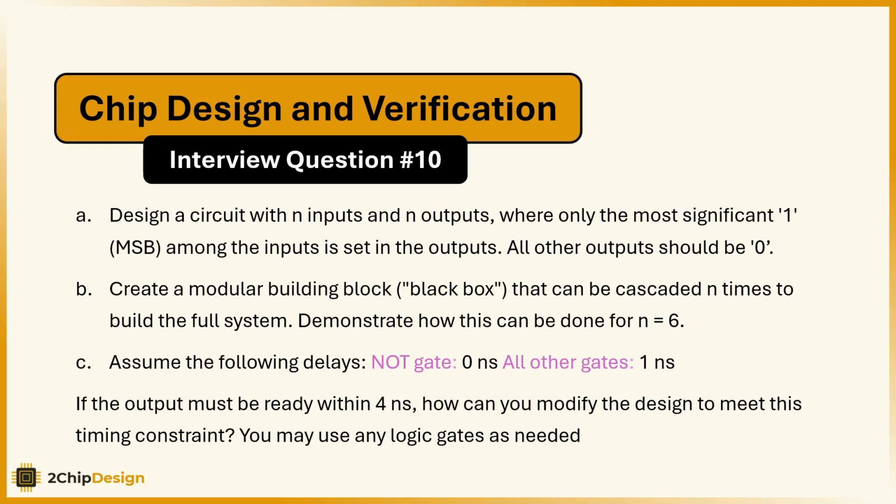We will demonstrate the design for n equals 6. Also, we will take gate delays into account. In our question, NOT gates have 0 nanosecond delay and all other gates have 1 nanosecond. Finally, we will explore how to modify the design to meet a 4 nanosecond timing constraint. Let's get started.